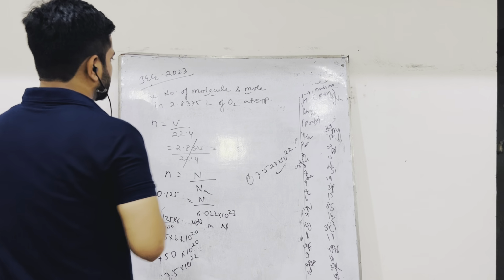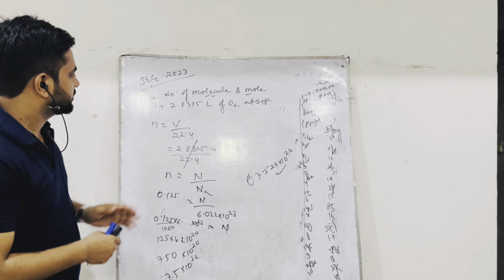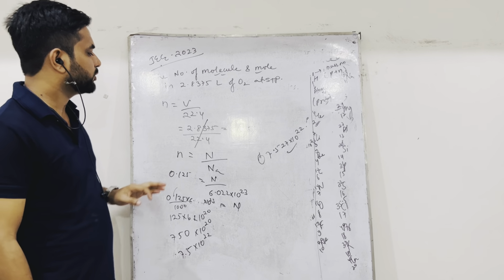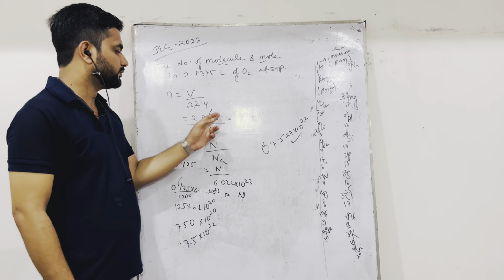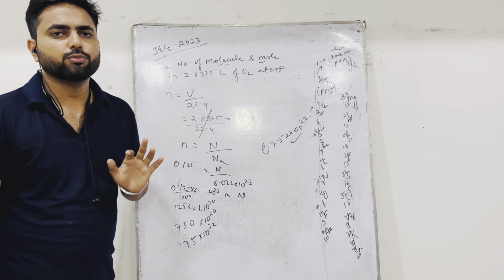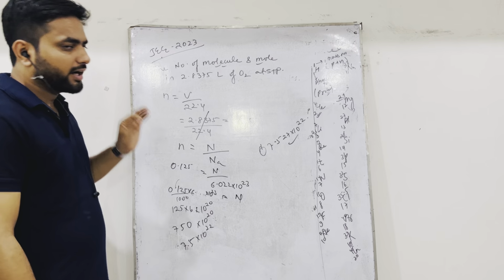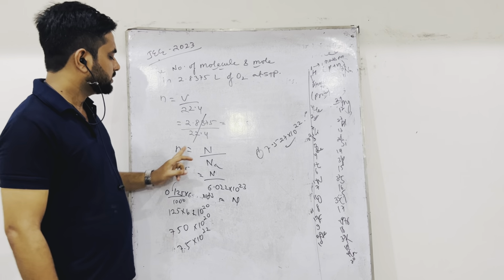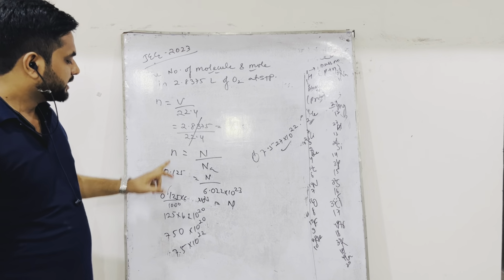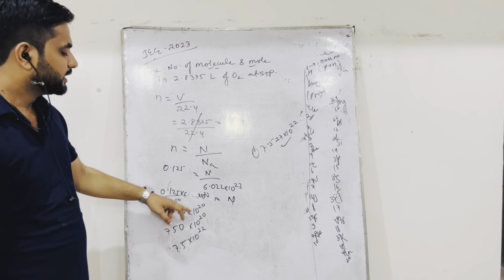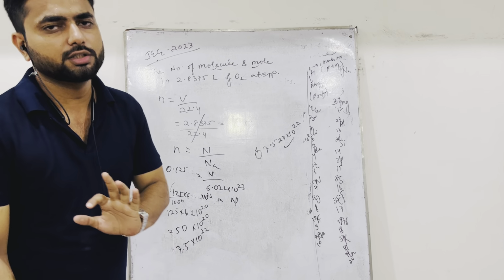Now I will tell you the last time how we solve this question. n is equal to V upon 22.4, volume is given 2.8375 and 22.4. After solving this, we will get 0.125. Now we have to find the number of molecules, and for finding the number of molecules we have learned n is equal to N upon Na. n is 0.125 and Na is 6.022 into 10 power 23. After solving this, we will find the number of molecules.